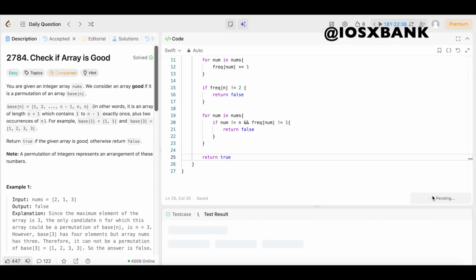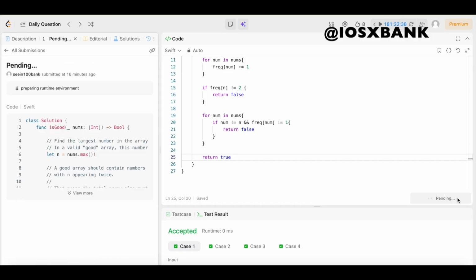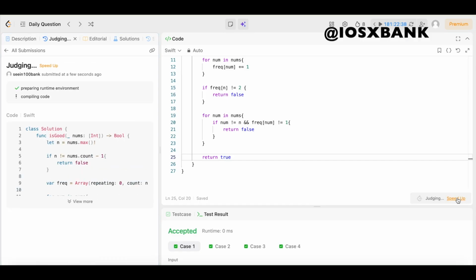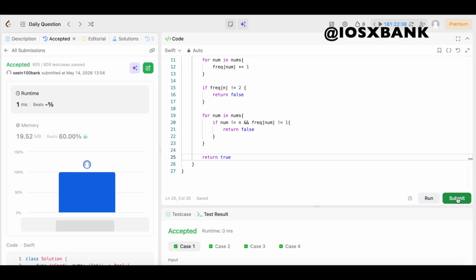Let's give it a run. Make sure it runs properly before we submit it. It's accepted, so let's go ahead and submit it. Make sure it's still accepted. Let's see, and look at that, y'all. 1 millisecond, beats dash percent of users. Not sure what that dash means, but I'll take it, y'all.